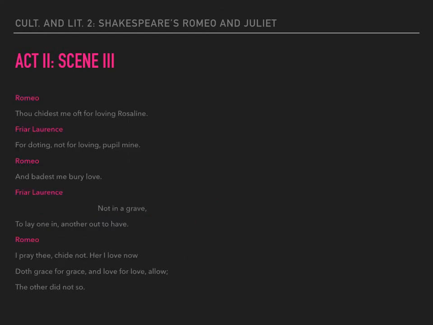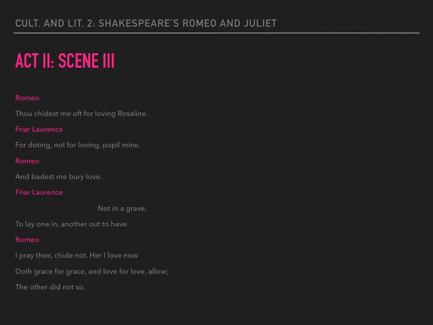We can see this because Romeo says, thou child'st me oft for loving Rosaline. Friar Lawrence says, for doting, not for loving, pupil mine. Romeo: And bad'st me bury love. Friar Lawrence: Not in a grave, to lay one in, another out to have. And Romeo responds, I pray thee chide not, her I love now doth grace for grace and love for love allow. The other did not so.